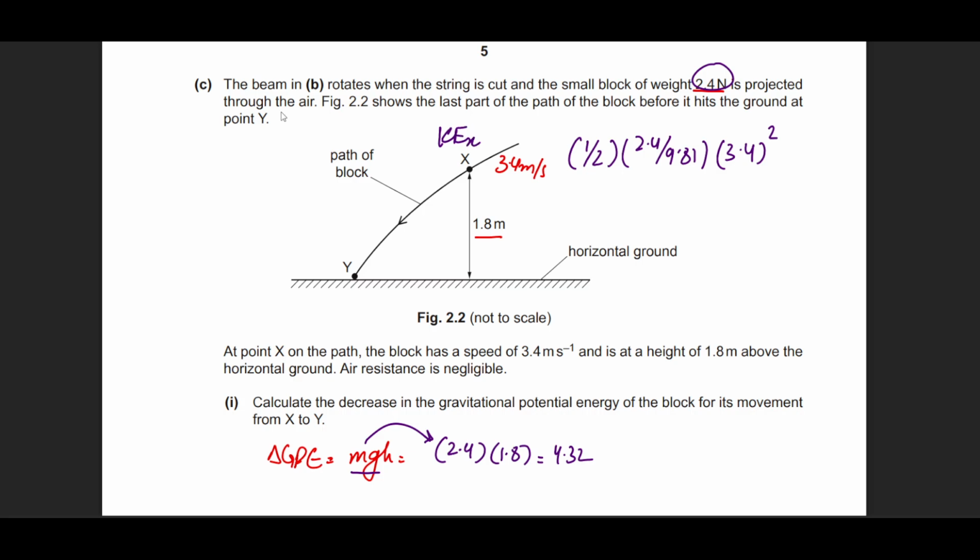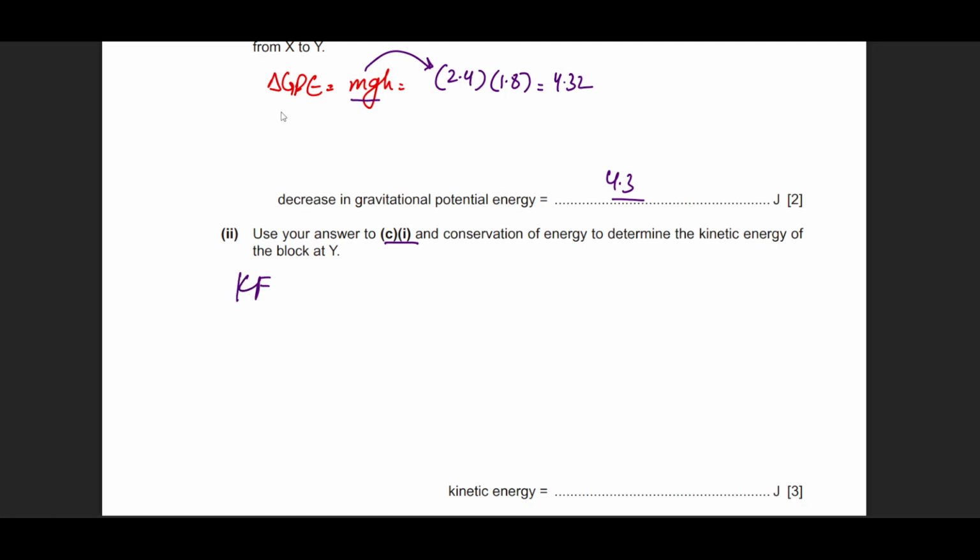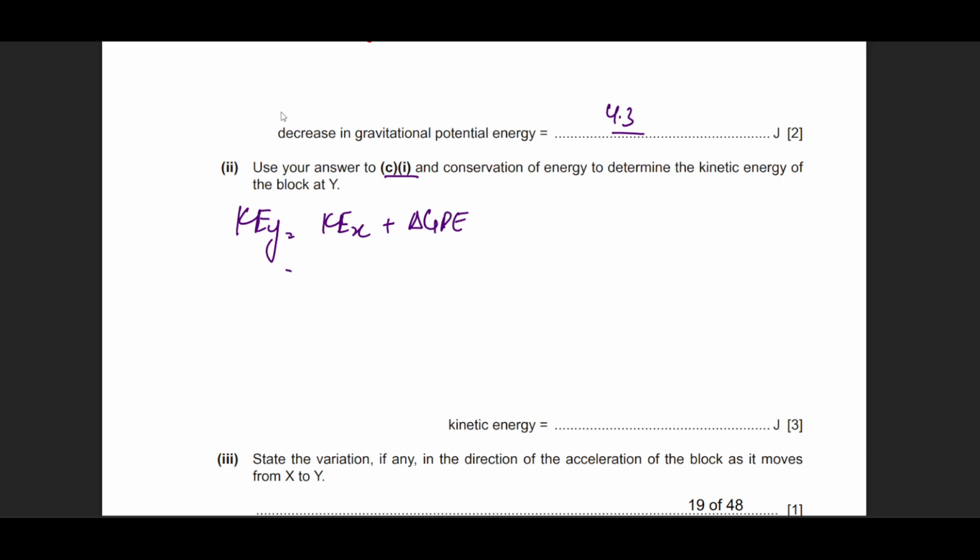And then gravitational potential energy was invested back into the object because it lost height to move from X to Y. Gravitational potential energy was given to this object. So apart from it already having kinetic energy, now it has gravitational potential energy. So kinetic energy at Y is equal to kinetic energy it already had at X, plus the change in gravitational potential energy right now invested in it.